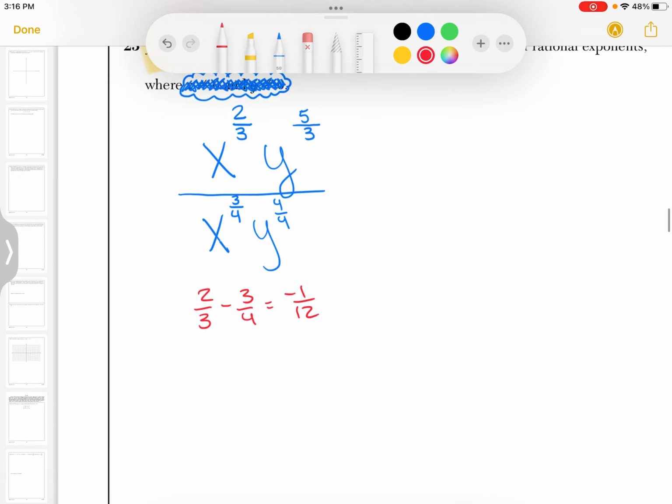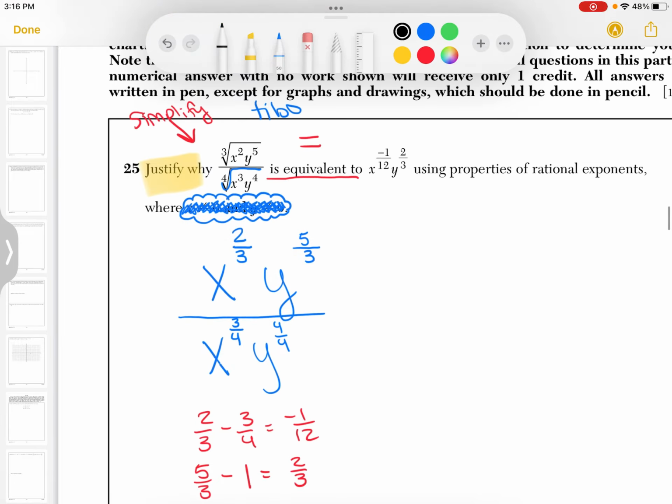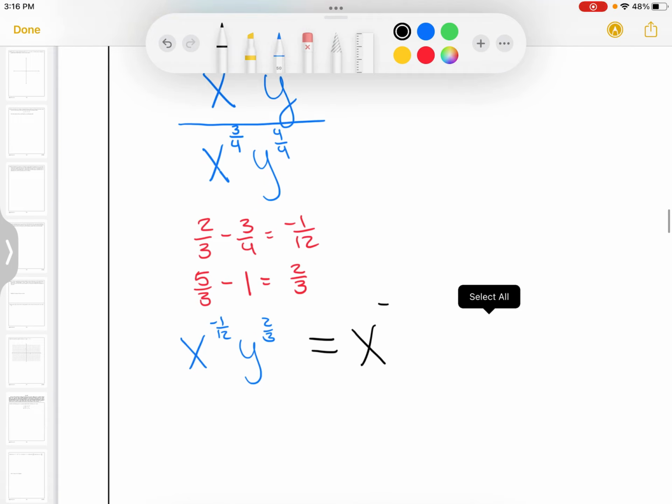Perfect. So now for the y's, I do the same thing. 5/3 minus 4 over 4 is just 1. That's 3 over 3, so that'll get me 2/3. Also a good sign. So now when I rewrite this, it's x to the negative 1 over 12, y to the 2 over 3, and you're done. You just have to now state that that is equal to that original expression that was up here, x to the negative 1 over 12, y to the 2 over 3.